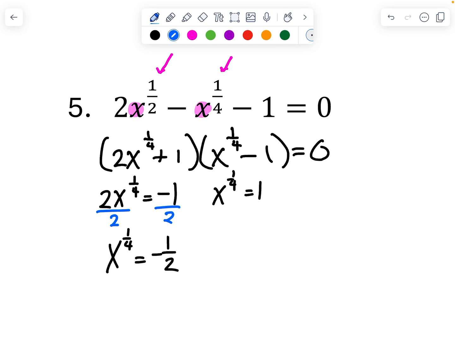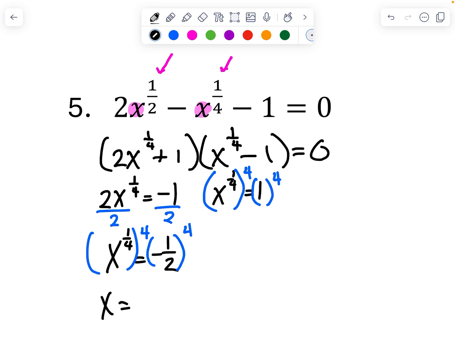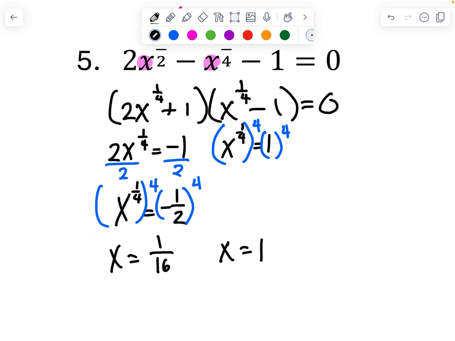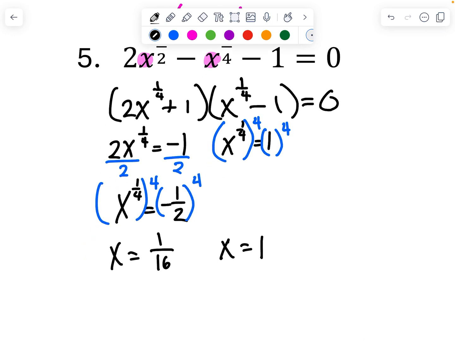And then I would take this to the power of 4, and I would take this to the power of 4. And this will get you x equals 16th, I'm sorry, a 16th. And this will get you 1 times 1 times 1 times 1 is 1. And the 16th is positive because of the sign.